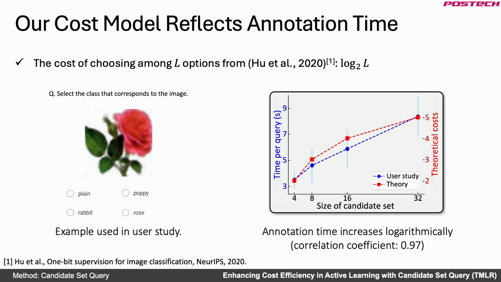To verify this model, we conducted a user study where annotators selected the correct class given 4, 8, 16, or 32 options. The actual annotation time correlated with the theoretical cost with a coefficient of 0.97, confirming that the model closely reflects real annotation time. The figure on the left side is an example used in the user study.